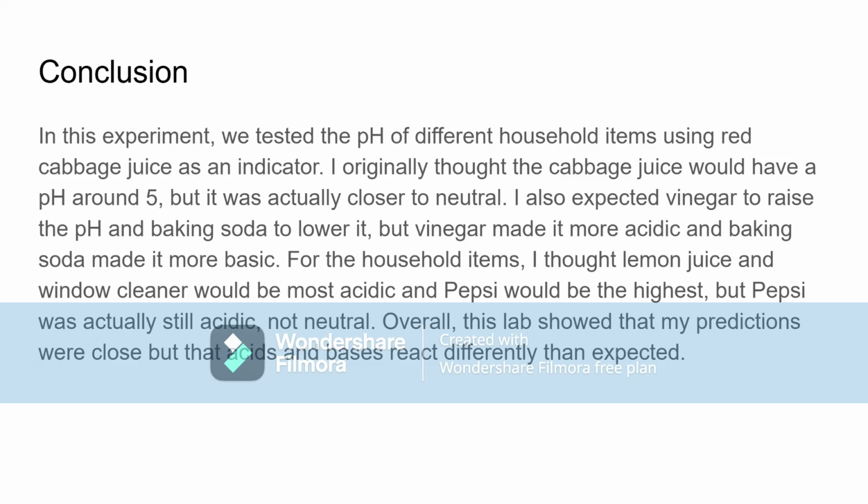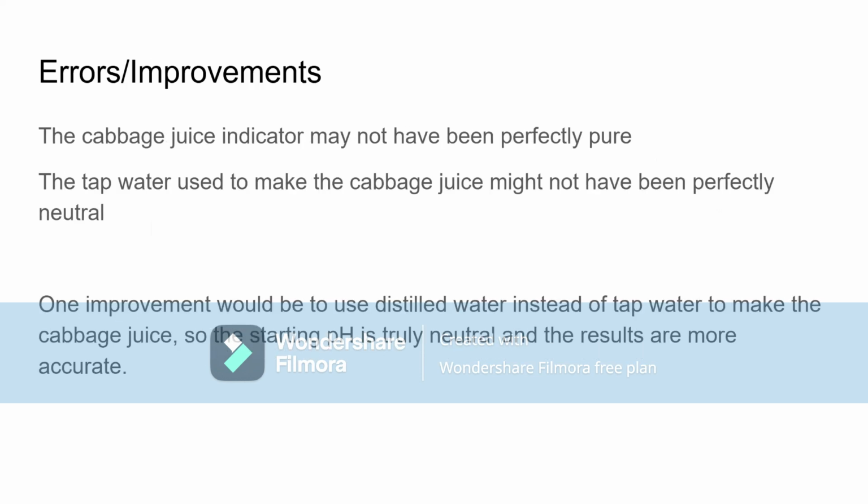Well, for the household items, I thought the lemon juice and the window cleaner would be the most acidic, and the Pepsi would be the highest. So Pepsi is actually still acidic, not even neutral, and overall, this lab showed that my predictions were close to that, but acids and bases react differently than expected.